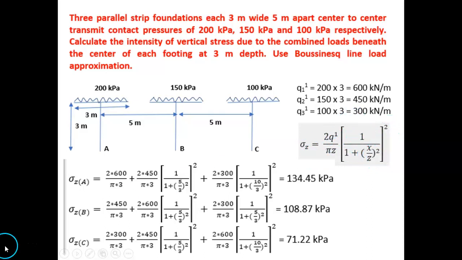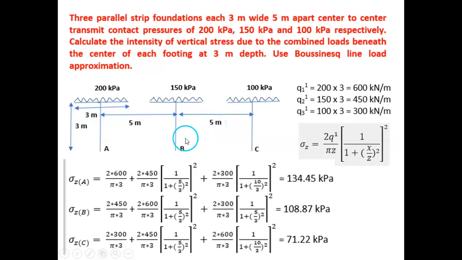So here if you take point A, then whatever the load that is there above this point will become direct load and the other two loads will become neighboring loads with radial distances of 5 meter and 10 meter.